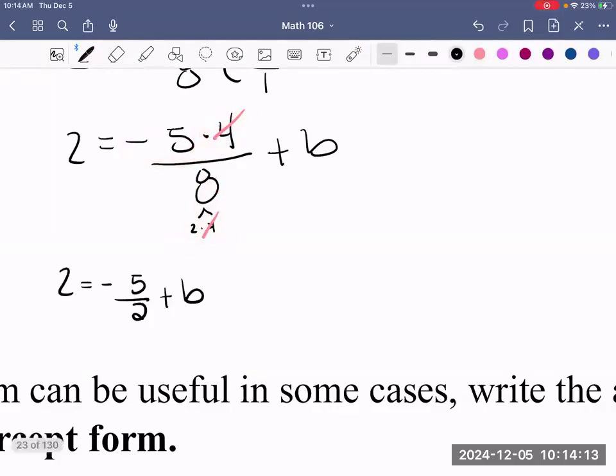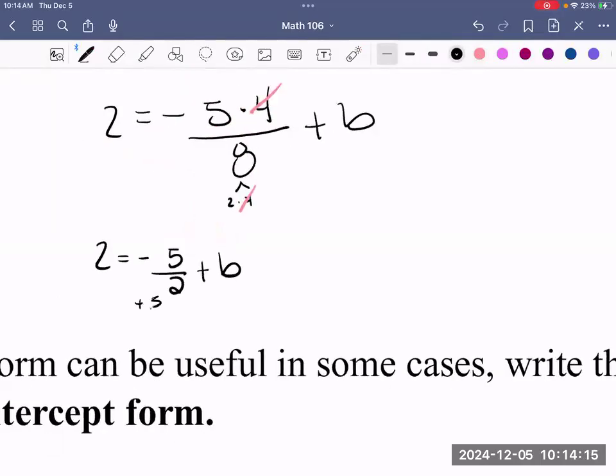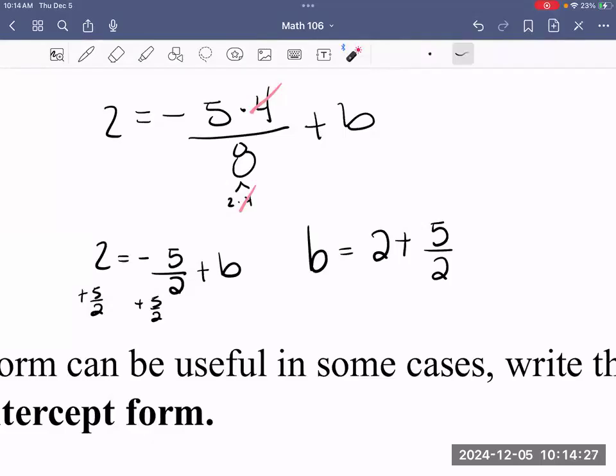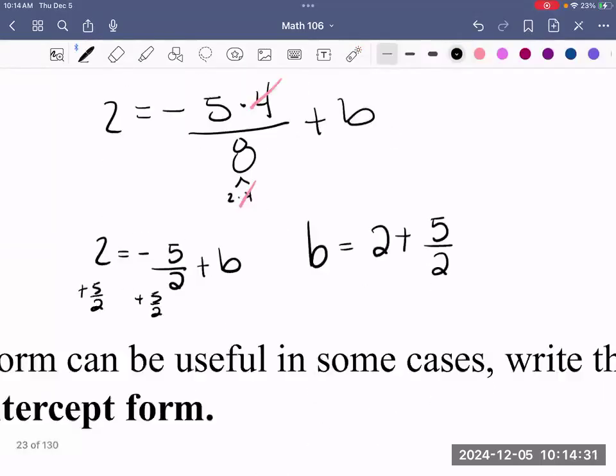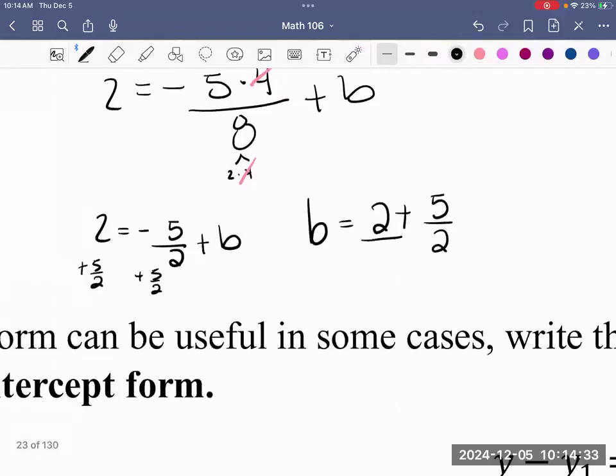Now let's go ahead and keep solving for b. We can add 5 over 2 to the other side. So now b is equal to 2 plus 5 over 2. Now, when it comes to adding those fractions, we need a common denominator. Unlike when we multiply, where we can multiply just straight across, top to top, bottom to bottom, adding and subtracting needs the extra step of finding a common denominator, which in our case is going to be 2 from the one below.